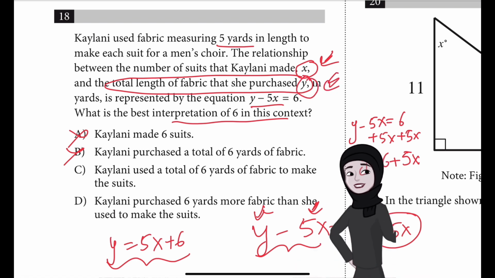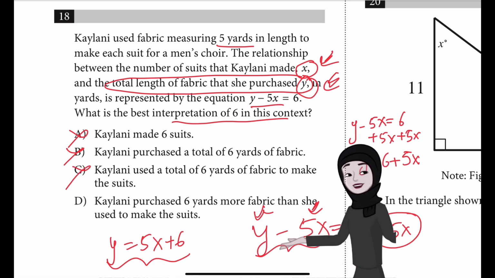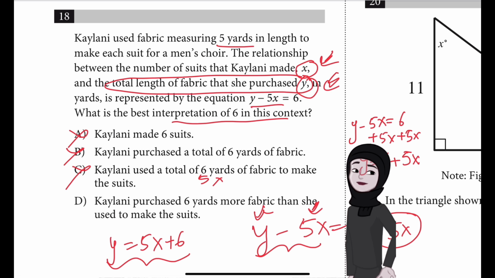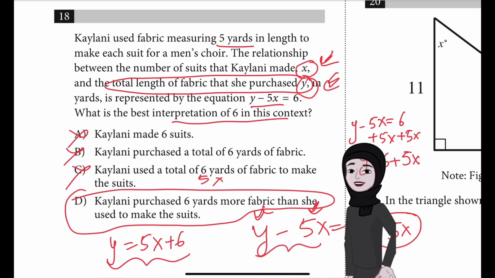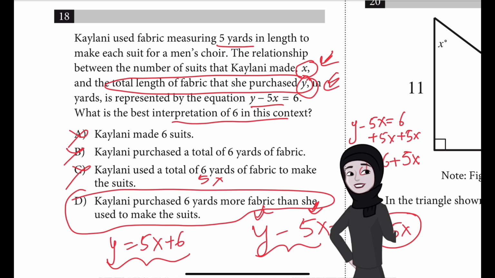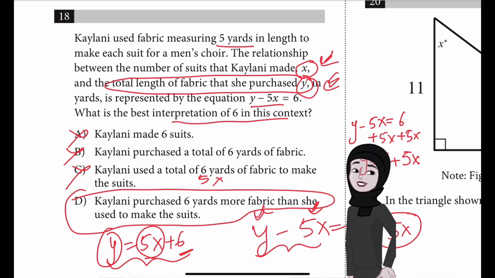C says Kalyani used a total of 6 yards of fabric to make the suits. That is also not correct, because she has used 5 times x to make the suits. So D, that is the correct answer. Kalyani purchased 6 yards more fabric than she used to make the suits, because y is the total and 5x she has used to make, and 6 is still left. So that means she bought 6 extra.